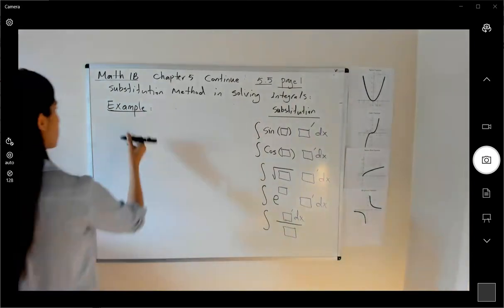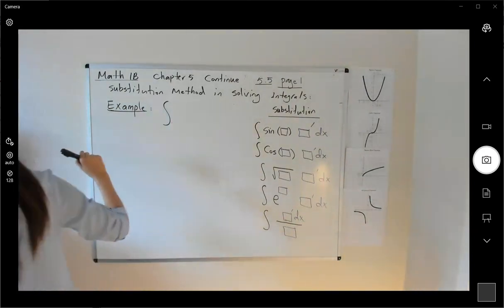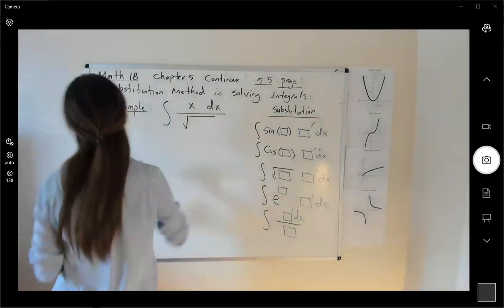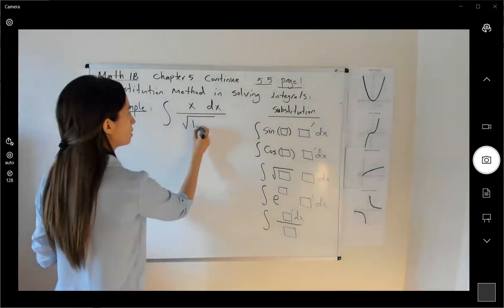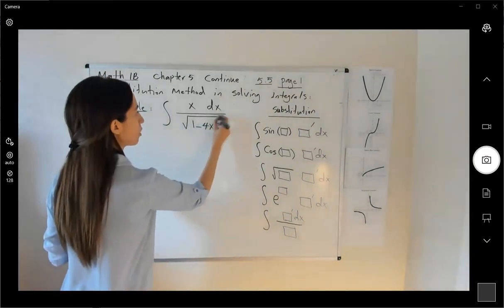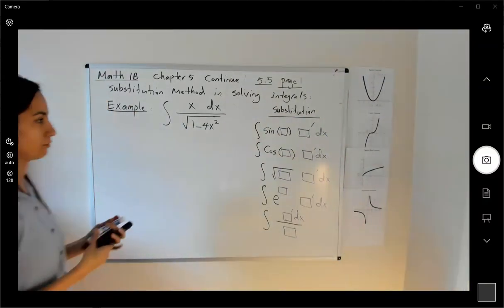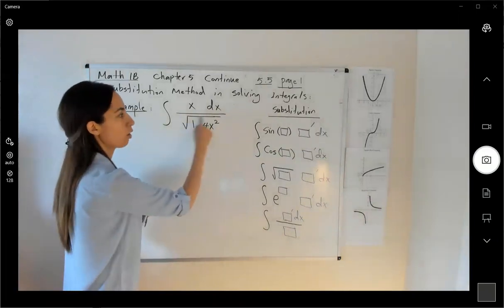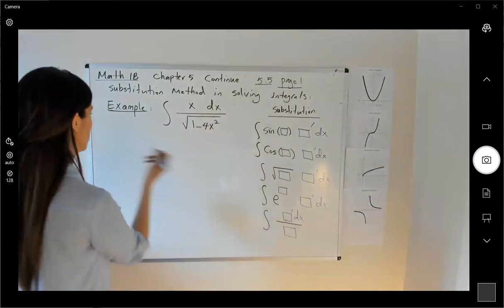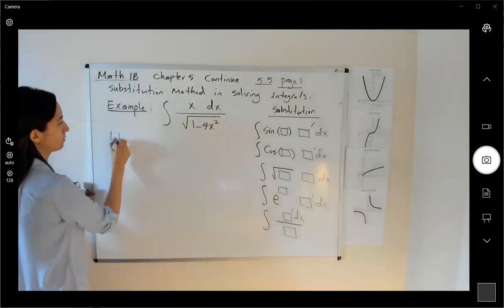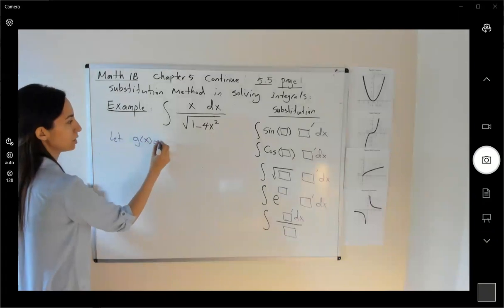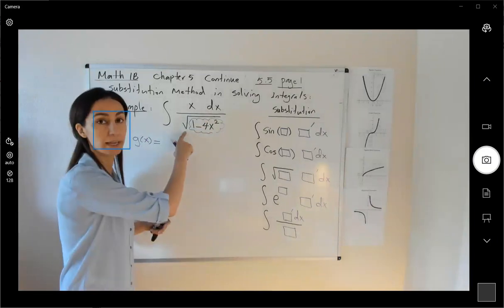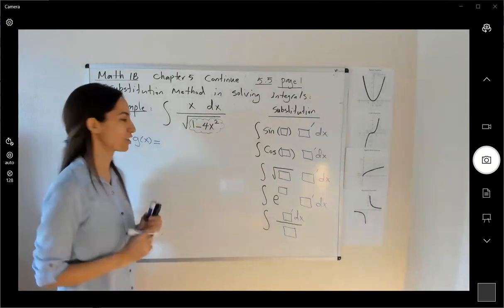Very well. Here you have the integral of x dx divided by square root of 1 minus 4x squared. I have a radical, so I look at the quantity inside the radical. Let g of x be 1 minus 4x squared. When you have a radical, look at the quantity inside the radical.